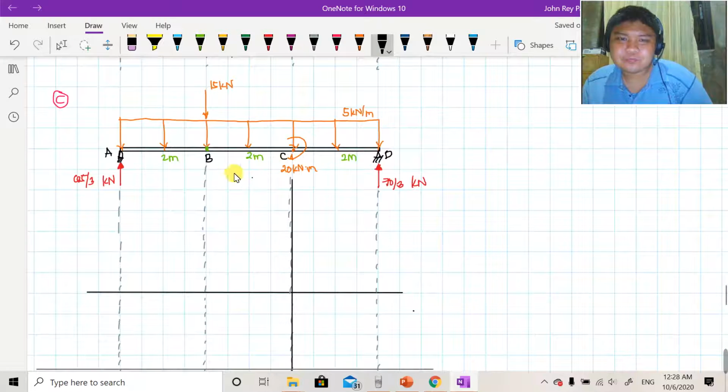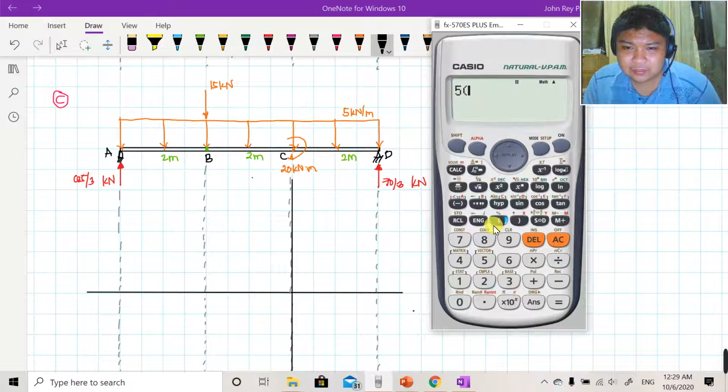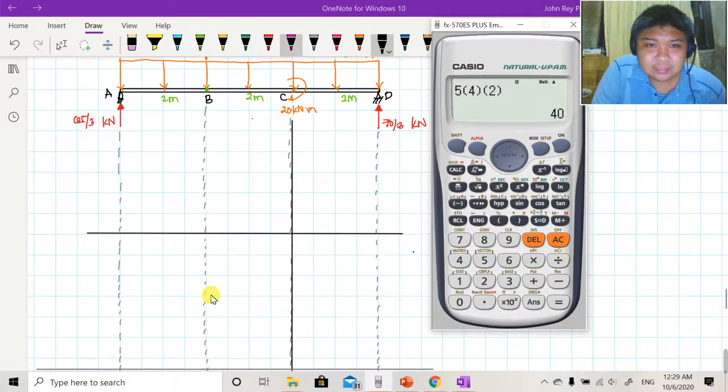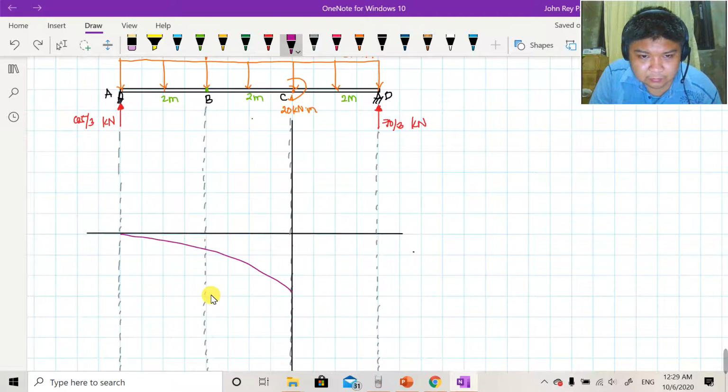So, unang step, i-consider nyo muna class lahat ng nasa kaliwa. So, i-disregard muna natin itong nasa kanan. So, sa pagkakataong ito, 5 kN per meter to, multiplied by 4. Tapos, yun na nga, 1/2 ng 4 meter is 2. So, this will be 40. So, ang magiging drawing natin dyan, remember, this will be a second degree curve kasi nga, spandrel of a parabola siya. Okay, so lagay mo as negative 40 and this is a second degree.